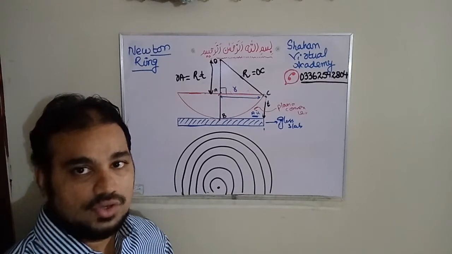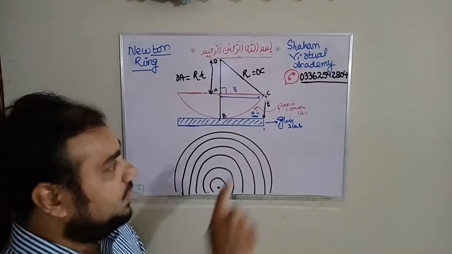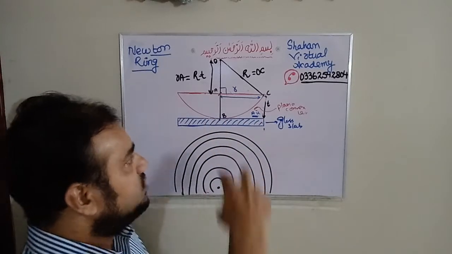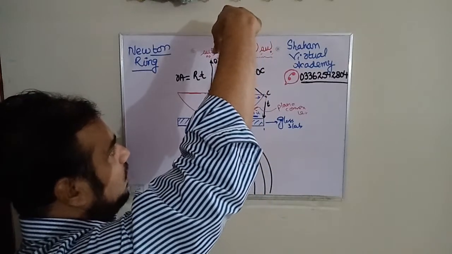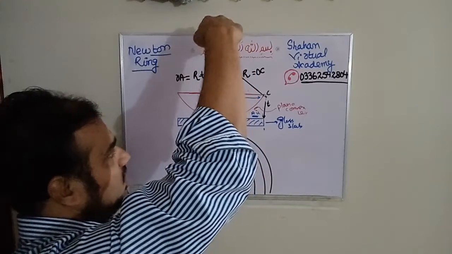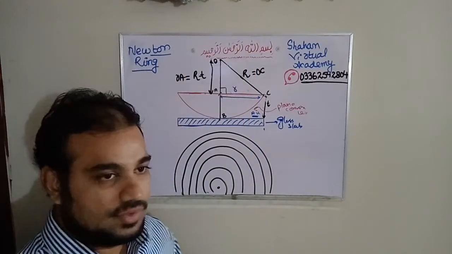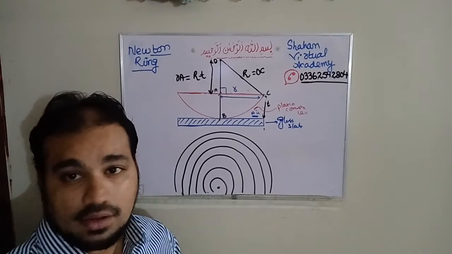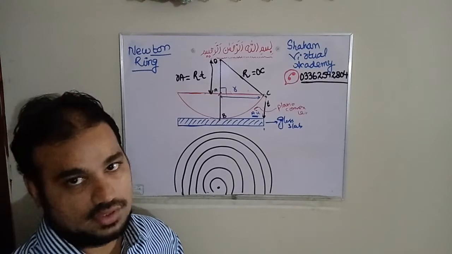Basically, when you place a plano convex lens of this type on a glass slab, and you look from above, from the center, and focus the light, you will see different black and white rings. This is called Newton's rings.